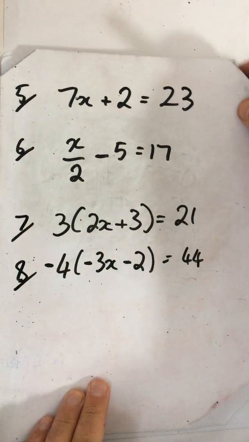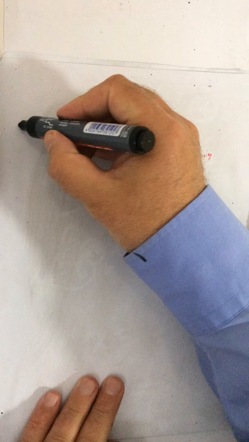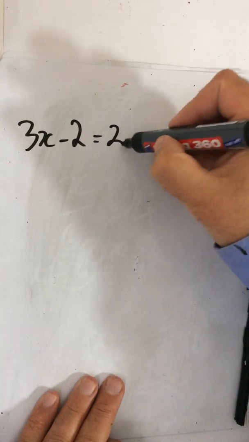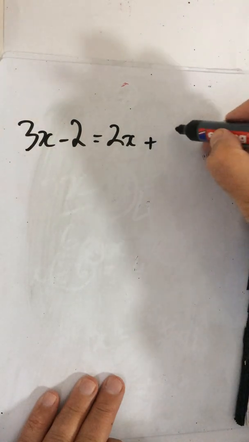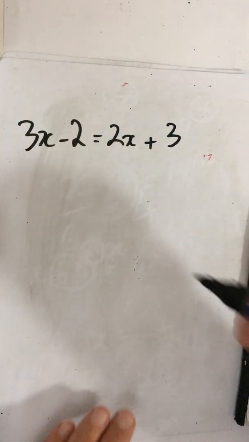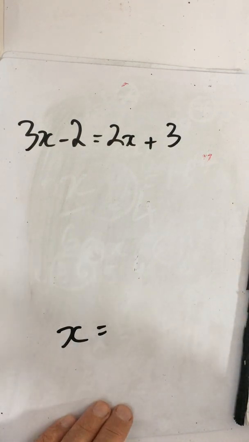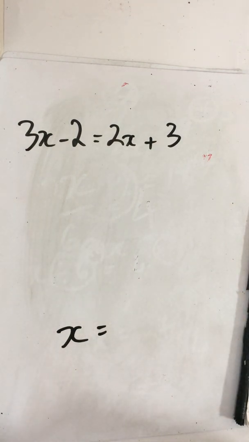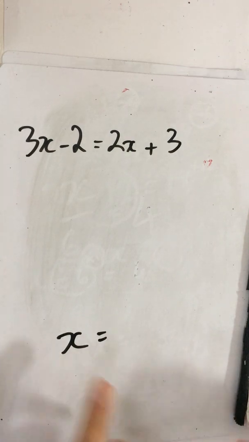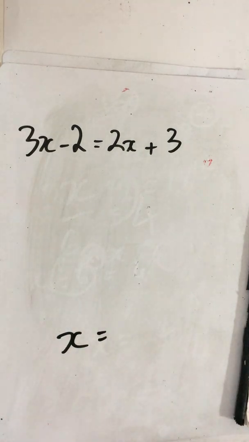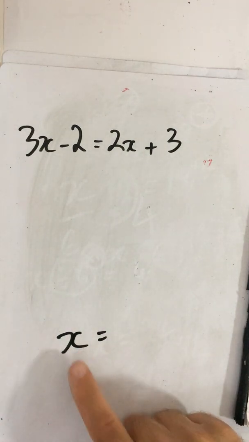Okay. Then the most recent questions. The most recent ones are things like this, isn't it? 3x minus 2 is equal to 2x plus 3. Now again, our aim is to have x equals down the bottom, and we just have to follow the same rules to get to that. Now we've got x's on both sides of the equation. We don't want that. We only want x on one side of the equation.